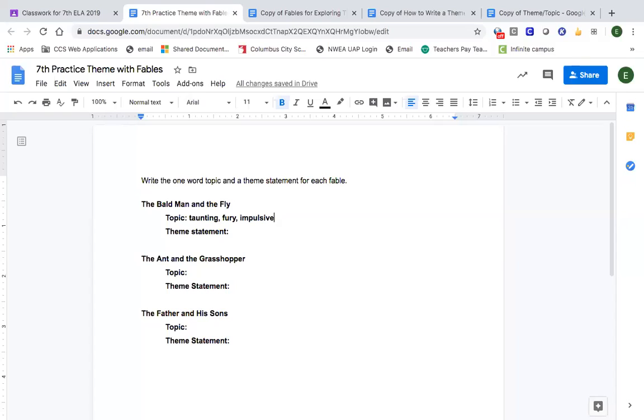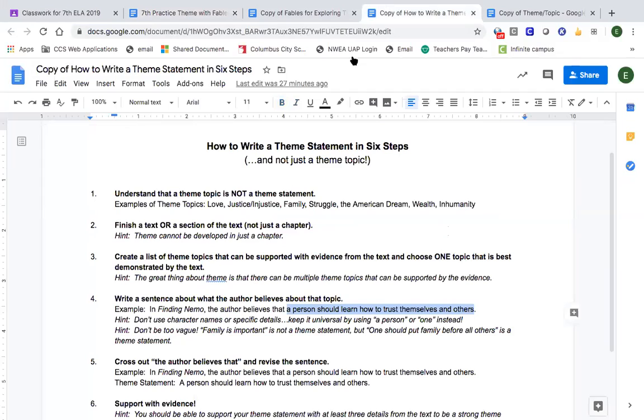Okay, so based on those, we could write a theme statement. So in The Bald Man and the Fly, the author believes... Do we have this document? Yep. The author believes that a person, let's look back at how to write a theme statement. Should learn how to trust themselves and others.